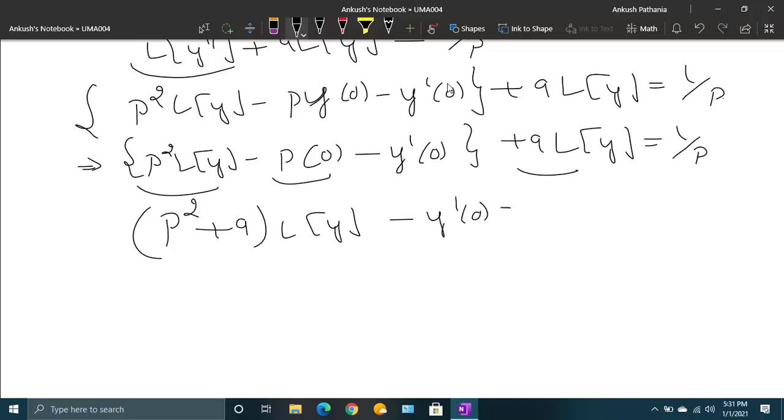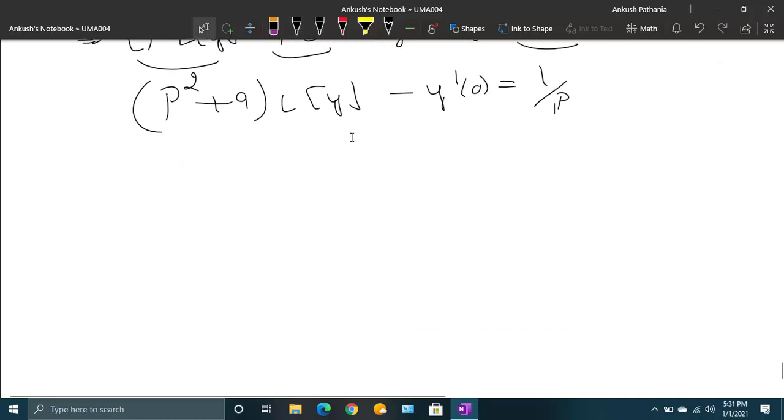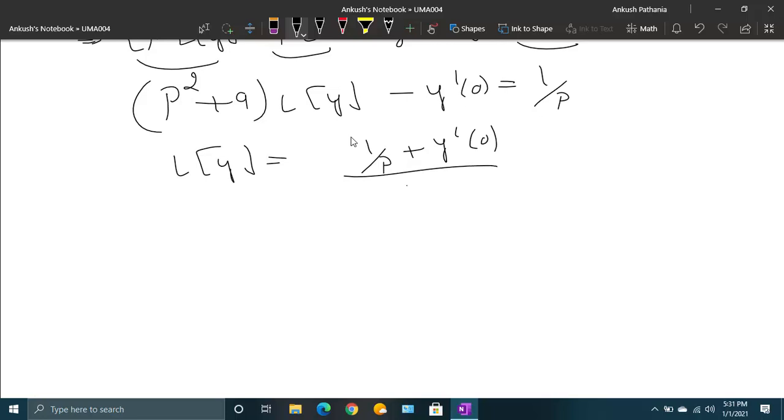We keep it as such. You can take y dash 0 equal to a constant k or something like that. So this gives you Laplace of y is equal to 1 upon (p square plus 9) plus y dash 0 upon (p square plus 9). Now since we have to keep Laplace y one side and other terms other side.